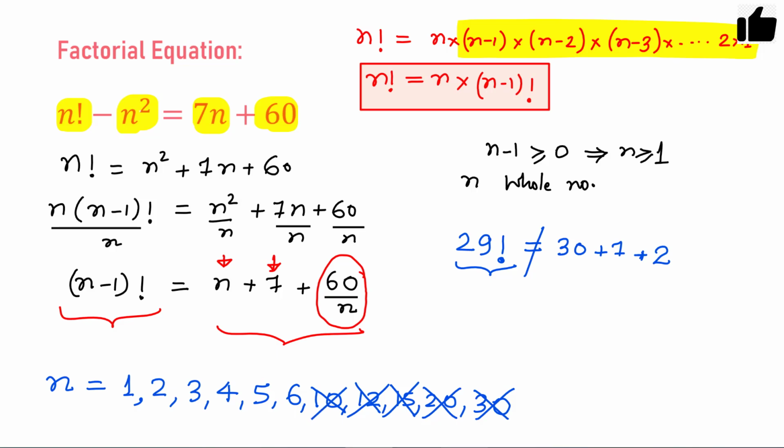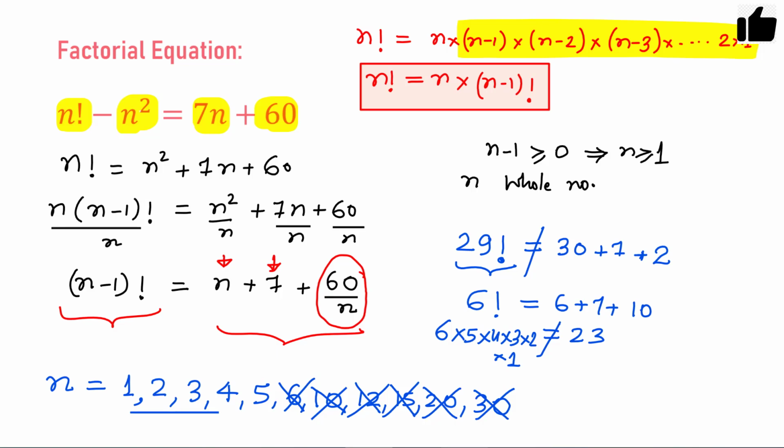Now let us try 6. So 6 minus 1, 5 factorial, equals 6 plus 7 plus 60 by 6, that is basically 10. So we will have 10 plus 6, 16, plus 7, that is 23. And the left side is 5 into 4 into 3 into 2 into 1. So this is not equal to 23. So this is also not a solution. Similarly, the smaller numbers cannot be a solution. 1, 2, 3, 4 cannot be a solution.